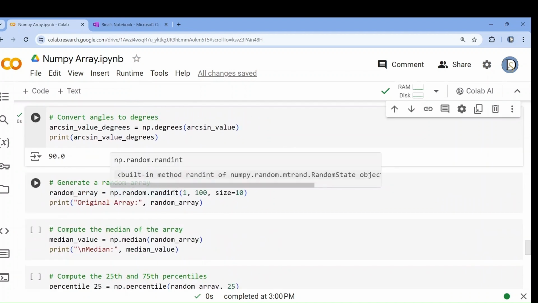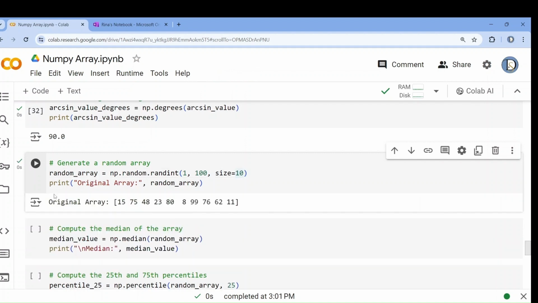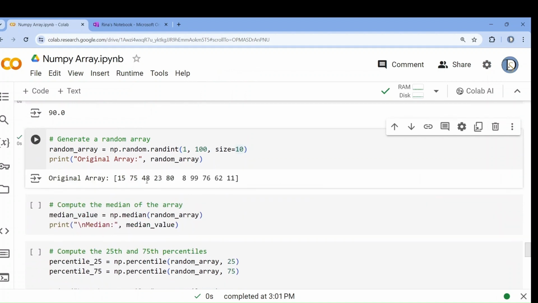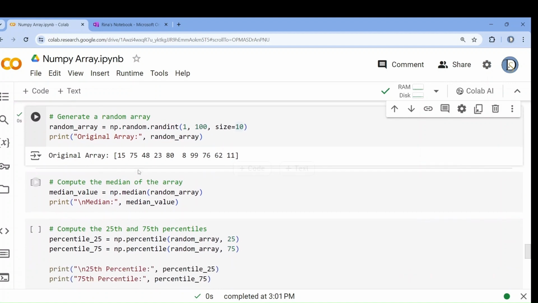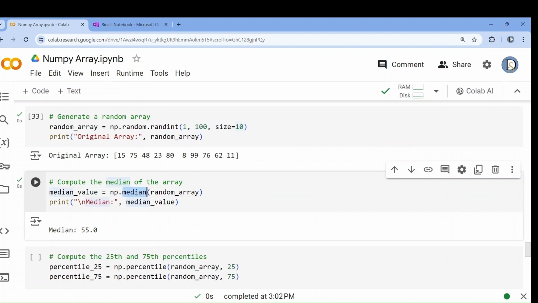Fine. Now let's do the next part. That is, some statistical functions also we can apply by using a NumPy array. Here see, I have generated a random array. We have already learned that random.randint starting from 1 up to 100. The last one will be excluded and I want 10 as a size. Now let me show you. See here, 10 numbers randomly generated. Now if I want to calculate the median value of the array, I'll just write a function called median. It will give me the median value.